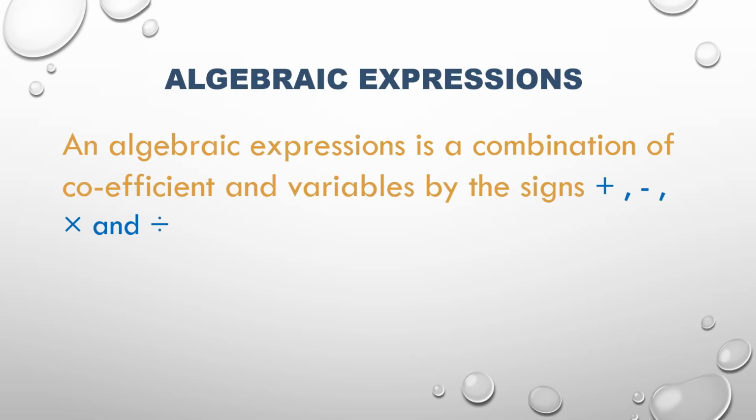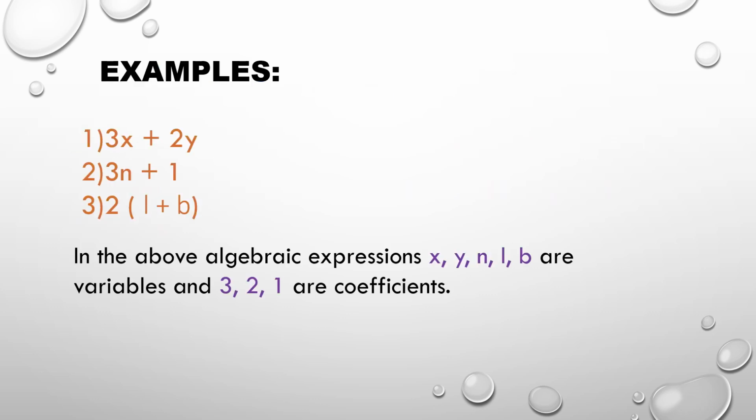What is an algebraic expression? An algebraic expression is a combination of coefficients and variables by the signs plus, minus, multiply and division. For example, 3x plus 2y, 3n plus 1, 2l plus b.